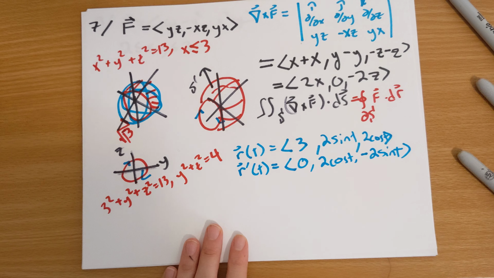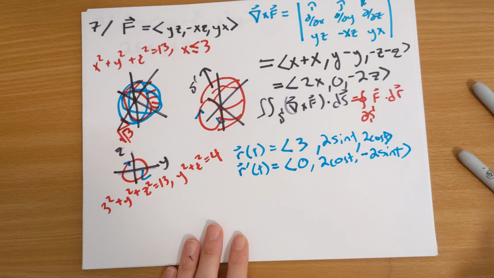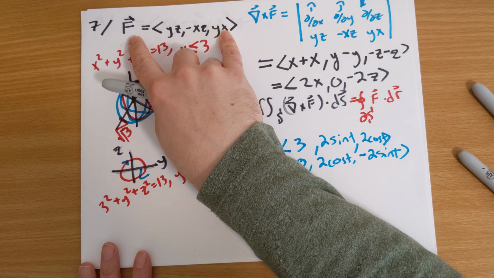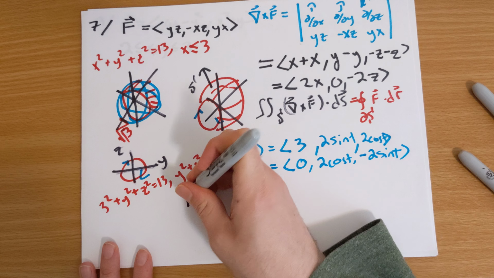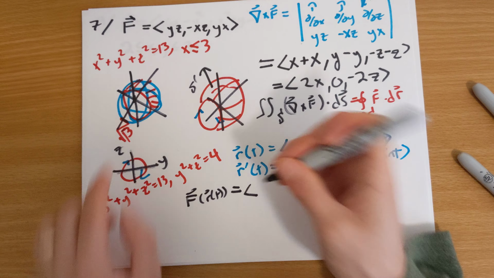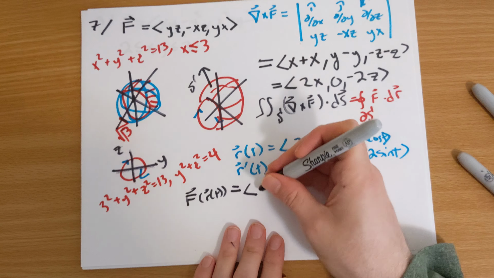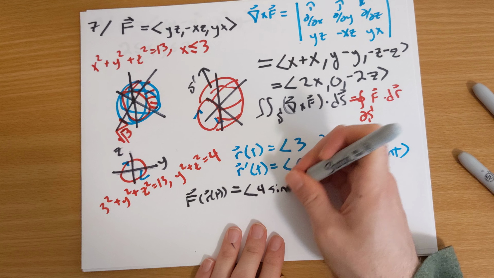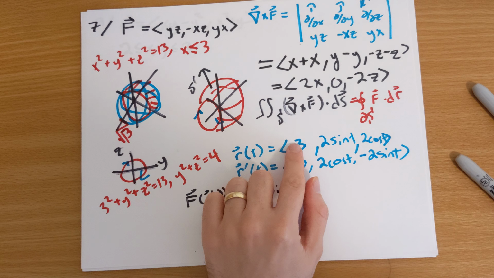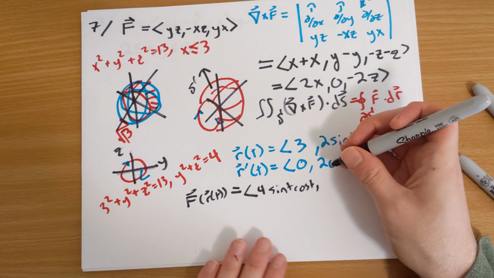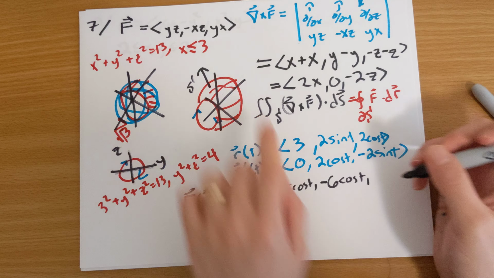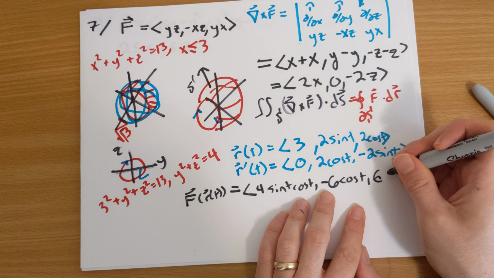Okay, so at this point then, what do we have to do? We need to substitute into f, not into the curl of f, but into f. So f of r of t becomes y times z, which is 4 sine t cosine t. Negative xz becomes negative 3 times 2 cosine t, negative 6 cosine t. y times x will be 6 sine t.